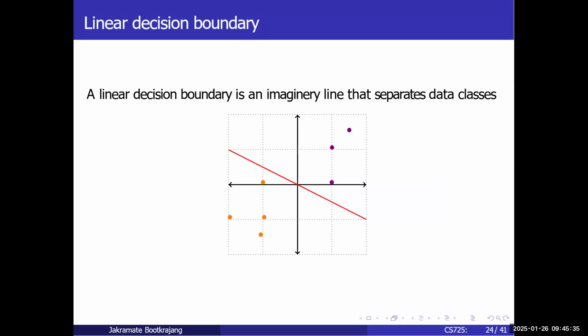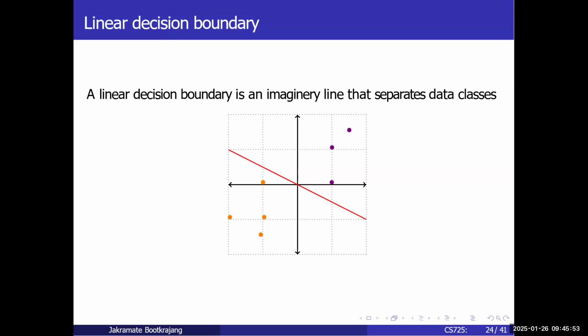So let's start with our first, not the first, but the second algorithm for classification. We learned decision theory before the midterm, and now we will learn more about how to make a decision boundary.